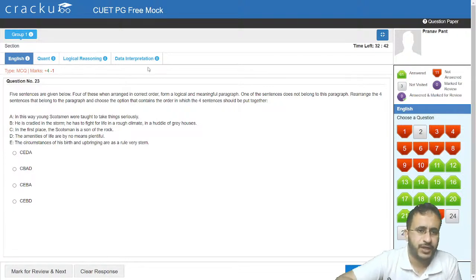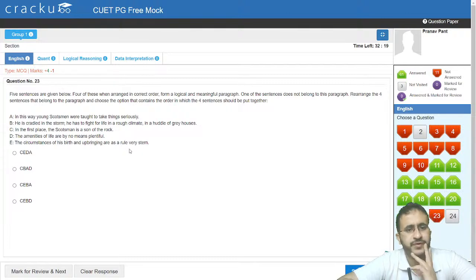In this, four are arranged in correct order to form a logical sequence and meaningful paragraph. One of them does not belong to this paragraph. Okay, so arrange four. All start with C, so let's start with C. In the first place, the Scotsman is a son of the rock. Then we have E or B. E is given in most of the cases. The circumstances of his birth and upbringing are as a rule very stern. So E looks fine.